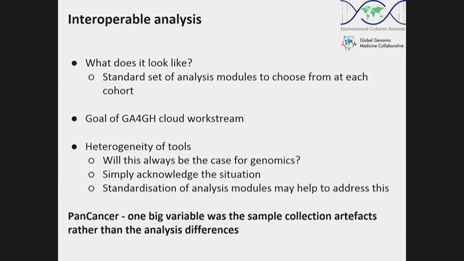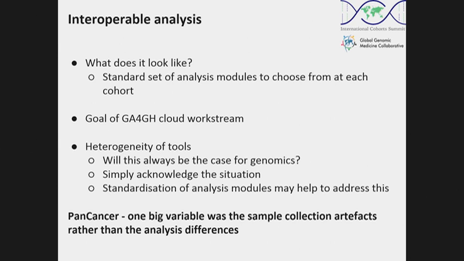Okay, so then we went a little bit more into interoperable analysis. What does it look like? Ideally, you'd like to have a standard set of analysis modules to choose from if you're doing a GWAS, a rare variant analysis, or a risk score analysis. I had a diagram on my slide yesterday, a picture from the GA4GH cloud workstream, where you've got different modules, different levels and layers, with a selection of tools and a selection of data object interfaces. There's a whole layered approach to trying to build this interoperable analysis. We did talk a little bit about the heterogeneity of analysis tools that exist, particularly in genomic analysis at the moment.